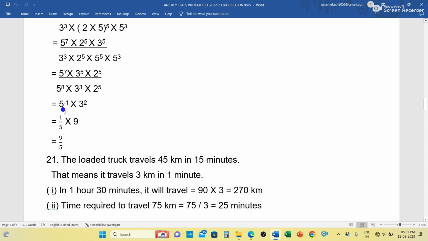Now 5 to the power minus 1 equal to 1 by 5 to the power 1, so that will be 1 by 5, multiplied by 3 to the power 2 equal to 9. So 9 ones are 9 by 5, so 9 by 5.